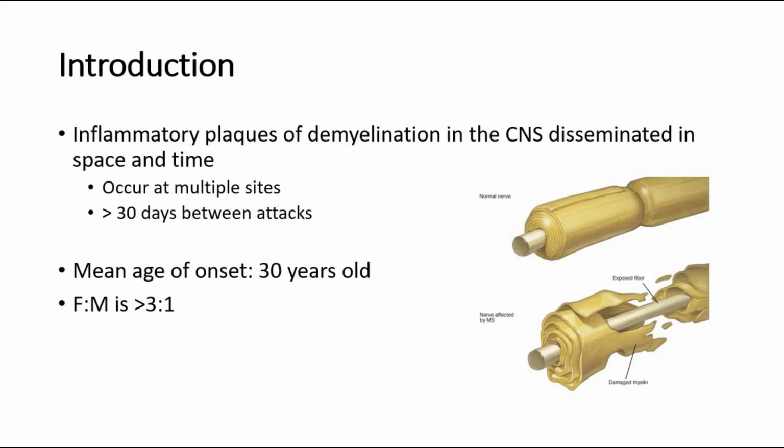In multiple sclerosis, the immune system itself will attack the myelin sheath that covers nerve fibers, and this will cause communication problems between the brain and the rest of the body. Eventually, the disease can cause permanent damage or deterioration of the nerves. The mean age of onset is around 30 years old, and females are more prone to have multiple sclerosis compared to males, where the ratio is around 3 to 1.